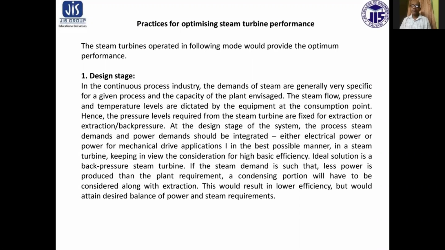Next is practice for optimizing steam turbine performance. The steam turbine operated in the following mode would provide the optimum performance. First of all, in design stage. In the continuous process industry, the demand of steam is generally very specific for a given process and the capacity of the plant envisaged.